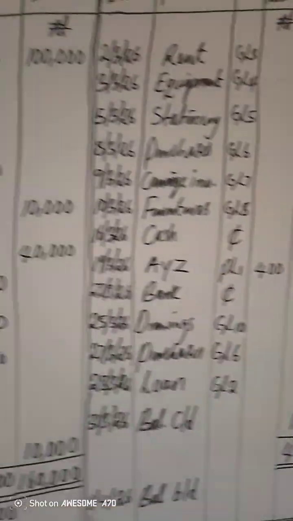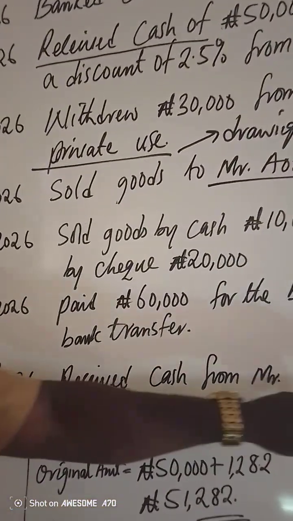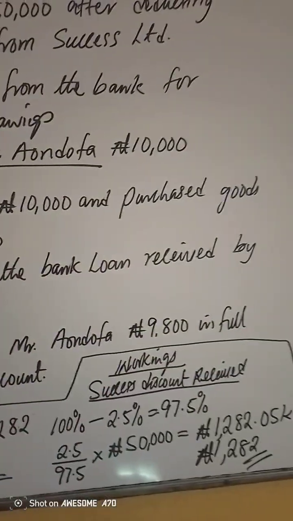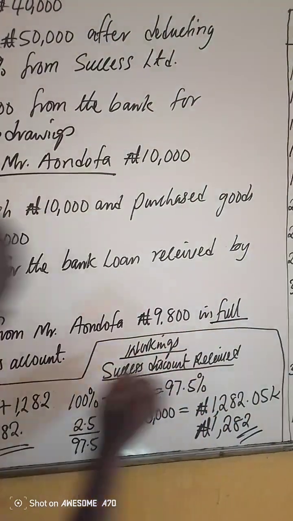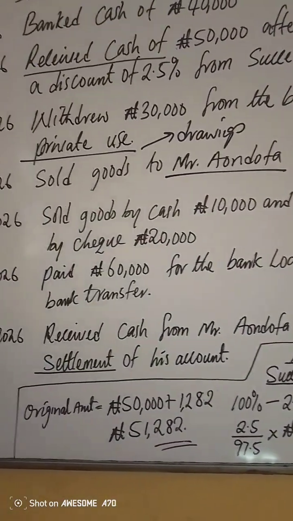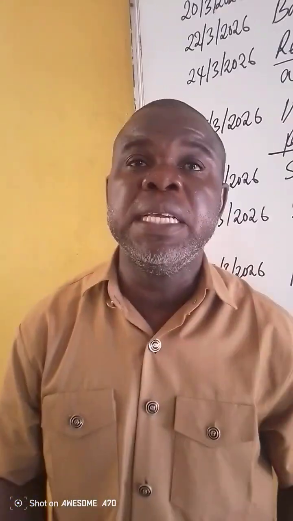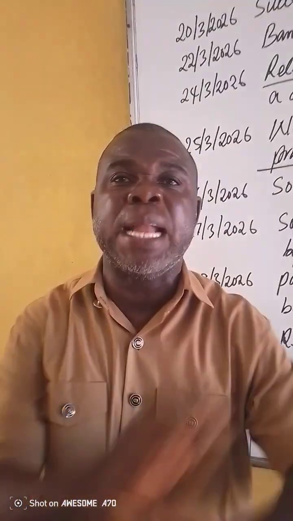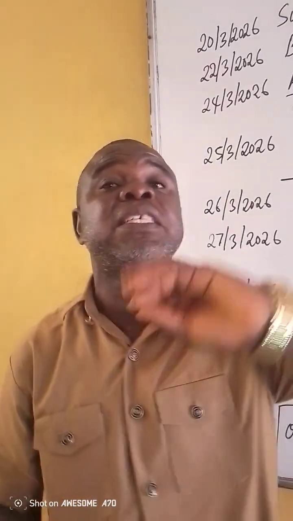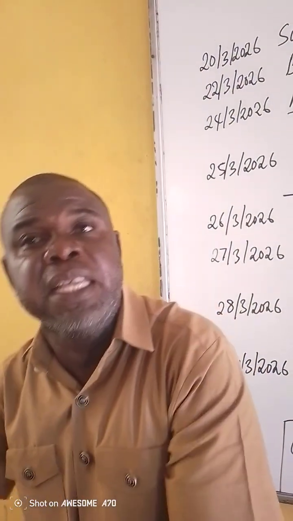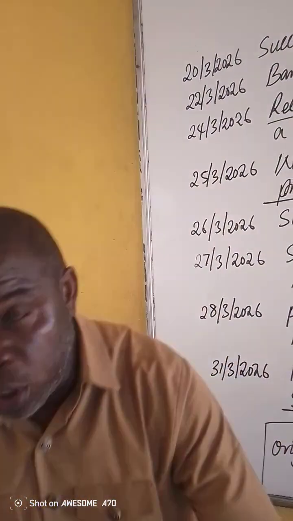Finally, we have received cash from Mr. Ondufa, 9,800 in full settlement of his account. Mind you, this statement is very, very important. Full settlement. Anytime you see full settlement, it means discount is involved. What is full settlement? Full settlement means the business is either receiving or paying an amount such that there's nothing left. If full settlement is not mentioned, even if it's for any amount, it means that amount is still remaining for payment or to be received. But here they are saying full settlement, which means there's no settlement after this.